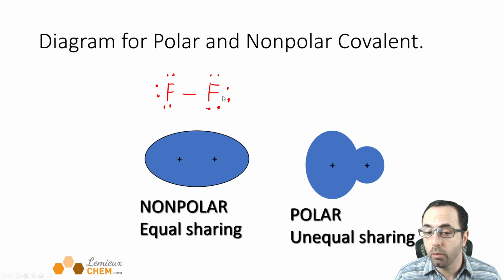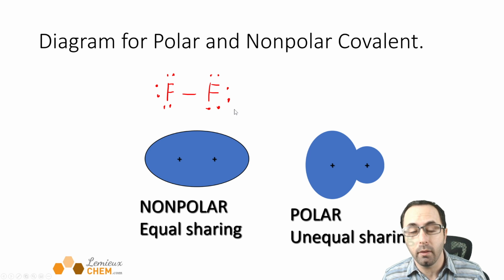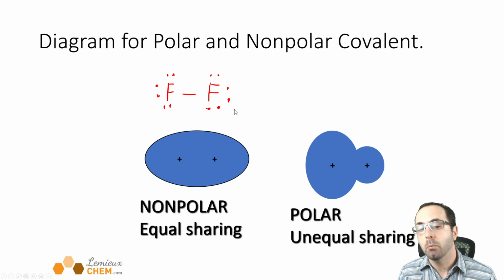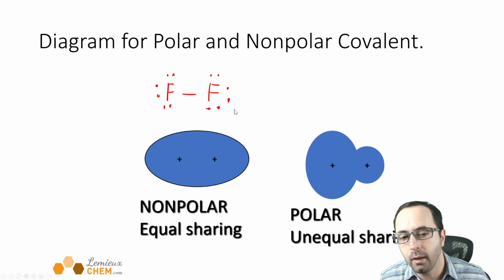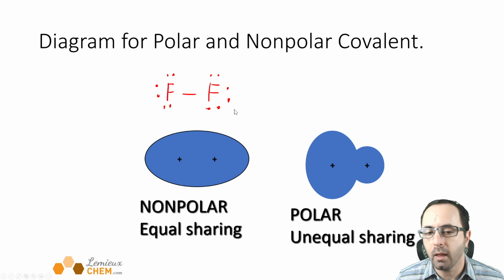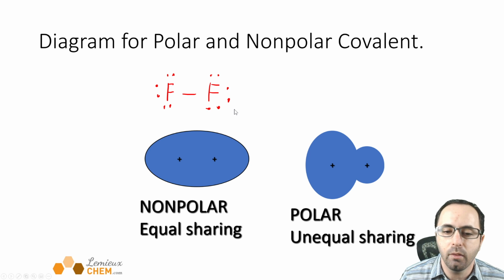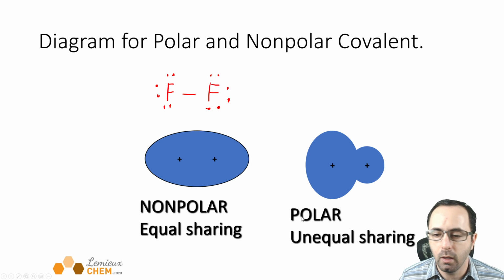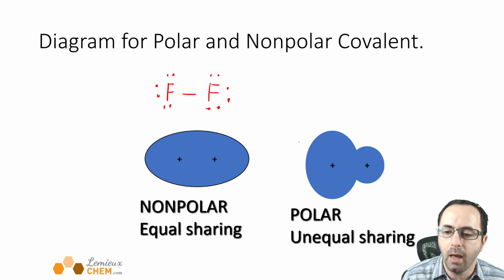So even though fluorine pulls very hard on electrons, it pulls the hardest out of anybody. But if it's pulling against another fluorine, they're like two buff guys pulling against one another. Neither one is going to win that tug of war for electrons. And so the electrons will be evenly distributed between the two atoms.